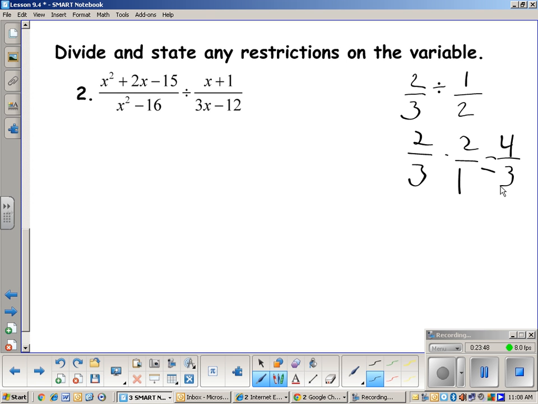Okay, let's look at what we're going to do. We're going to factor this first, okay? Because we need to make restrictions on our denominators, all right? Okay, so let's go here. Which piece would you guys like to start with? The bottom of the first one? All right, let's start with this one.